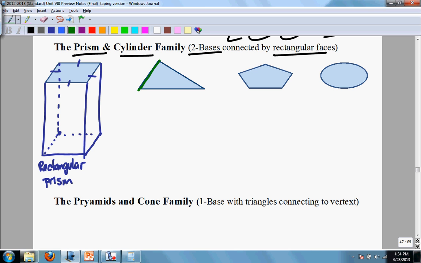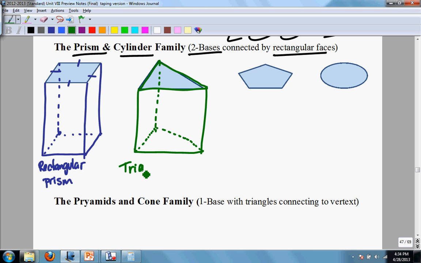And here would be a prism with a triangle, so let's trace that base, bring it down. Now we're going to draw a congruent triangle to represent that, but this edge back here, once again, we can't see it, so we're dotting it. So this is a triangular-based prism. It's a triangular prism.